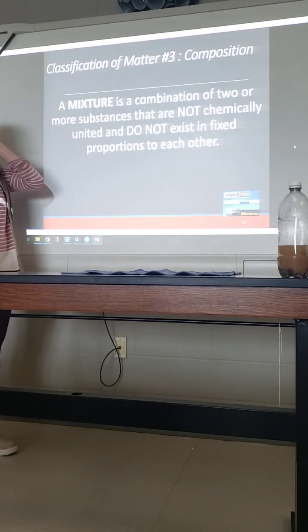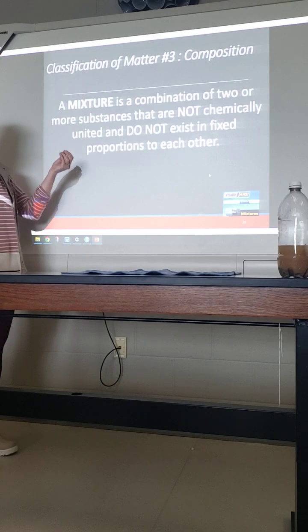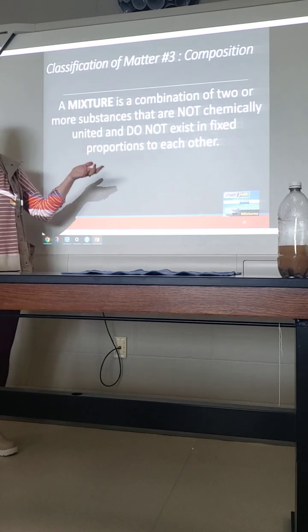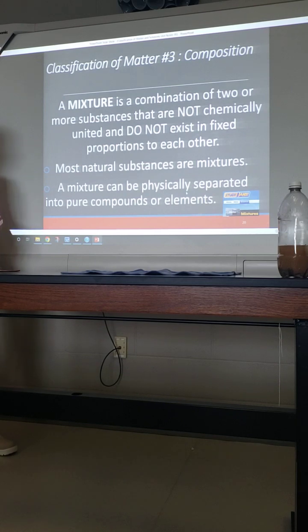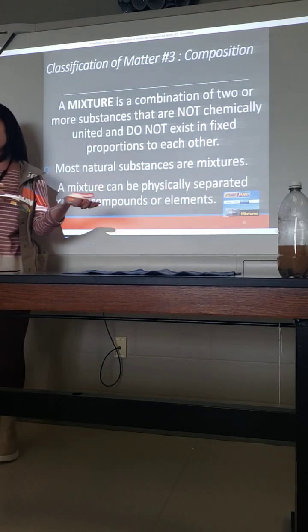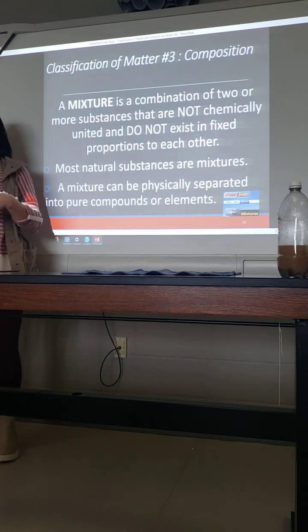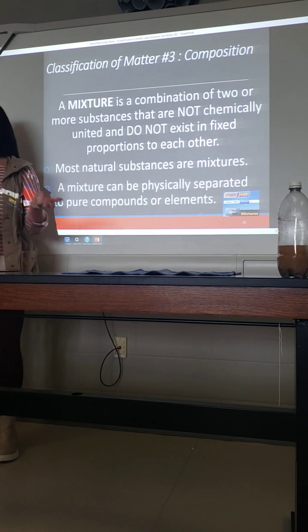And so mixtures are a lot less formal and rigid, it's more relaxed, like what defines how to put a mixture together versus how to put a compound together. And so most natural substances are going to be mixtures. It's just a combination of things that get put together, and then you should be able to separate them back out physically.